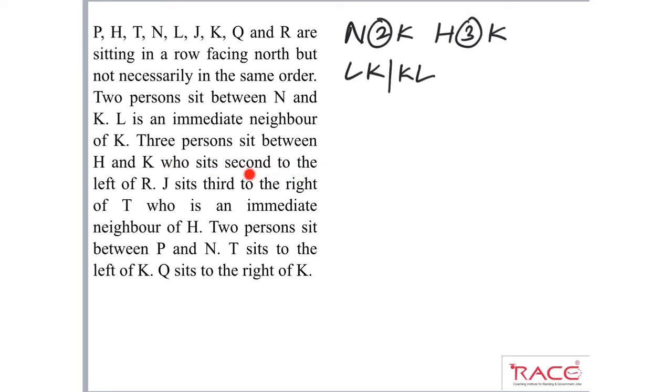Who sits second to the left of R? So now they have mentioned the keyword who. It means they are talking about the neighbor element, which is K. So K sits second to the left of R. So I will write it R left, second left, what we have K.